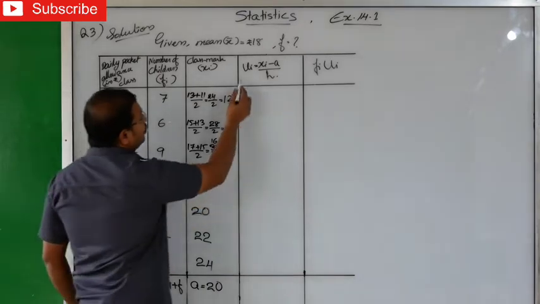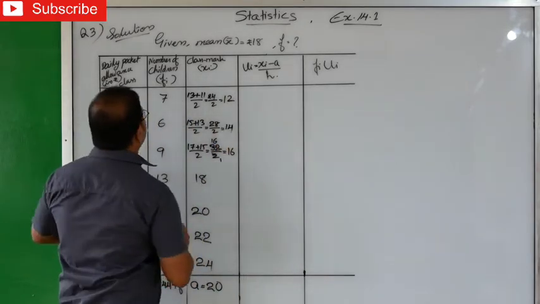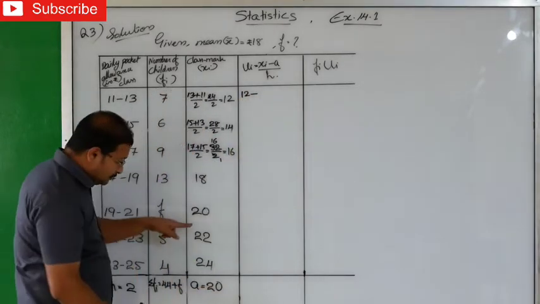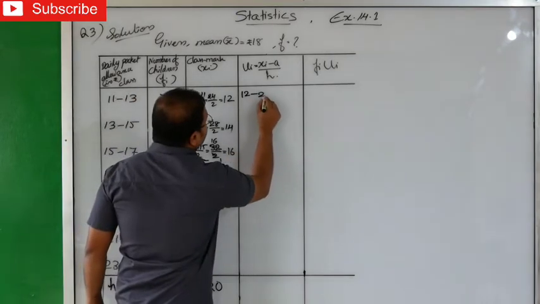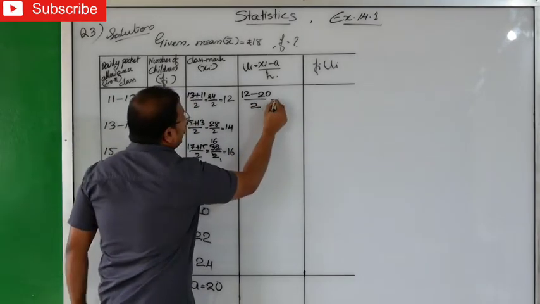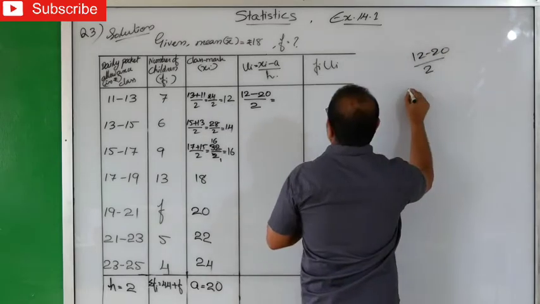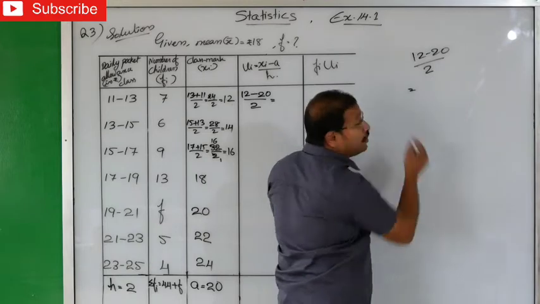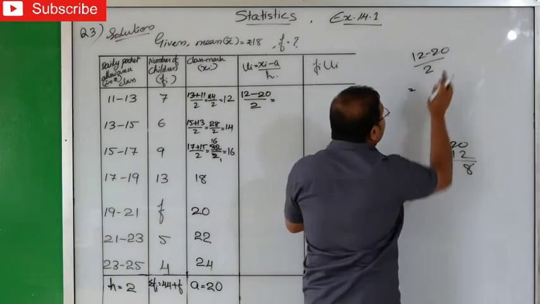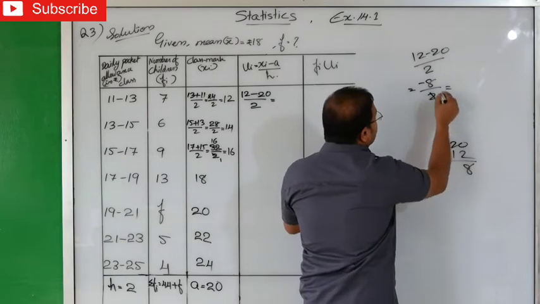Ready? Now, let's go for Ui. Ui means what you'll do? Xi minus A by H. What is the value of Xi here first? 12 minus A, we took 20, divided by H, 2. See, we got it now. 12 minus 20 by 2 equals 12 minus 20, means 20 minus 12. 20 minus 12, what will you get? 8. But of course the bigger number is 20, so the answer is minus 8 by 2. We'll cancel by 2. 2 ones are 2, 2 fours are 8.